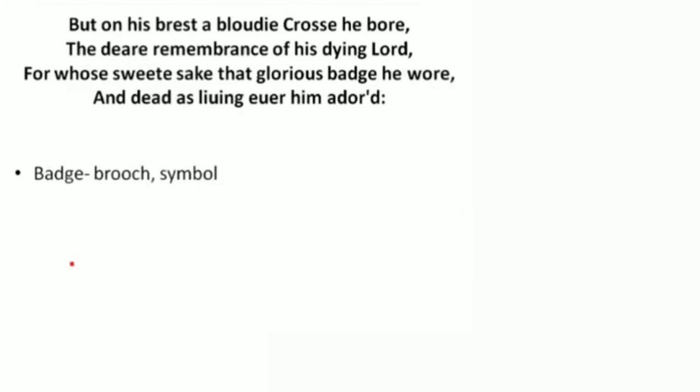But on his breast a bloody cross he bore. So on his breast he had a symbol of cross, the dear remembrance of dying Lord. So he had kept it as the remembrance of his Lord who is dead, for whose sweet sake that glorious badge he wore. So it was in remembrance of him that he was wearing that badge, and dead as living ever him adored. So he loved him as when he was living. He was a living being. So he loved him as if he is still living in this world.